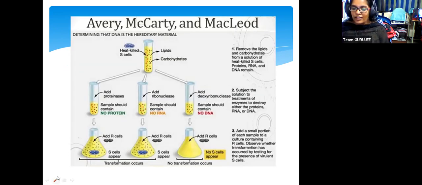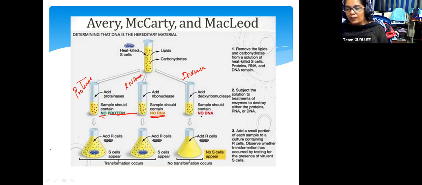So in the first test tube, the enzyme protease is added. In the second test tube, RNase is added. In the third test tube, DNase is added. When protease is added, there won't be any protein in this test tube. If RNase is added, there won't be any RNA. If DNase is added, no DNA is present.